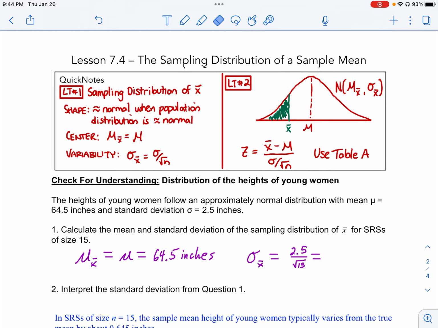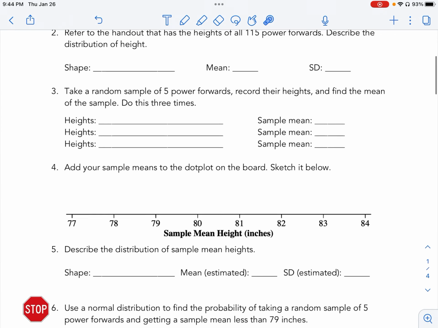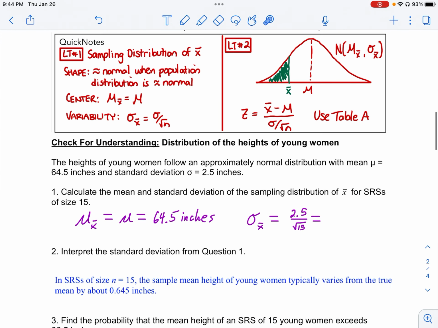This is lesson 7.4, the heights of NBA power forwards. Here is the check for understanding. This is the power forwards lesson. Tomorrow is the shooting guard lesson.